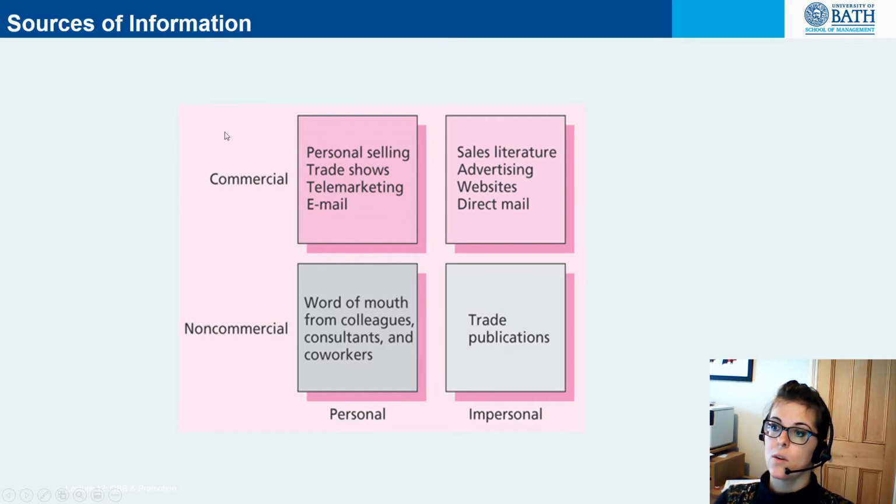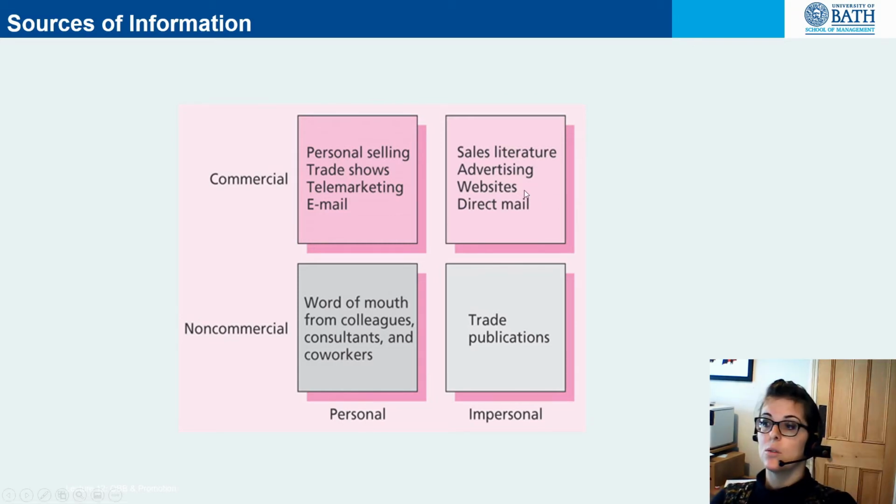Okay, you can go from commercial areas, so things like trade shows, personal selling, telemarketing, email, so direct mail. You've got the impersonal side on this side of the graph, where you're looking at things like sales literature, your pamphlets, your leaflets, your spec sheets, your website, your direct mail. So this is where you've got the personal approach. Okay, so this is organization to organization, one-on-one in a commercial setting.